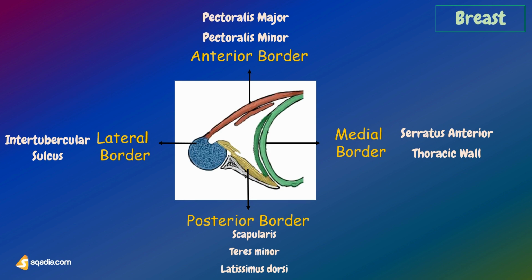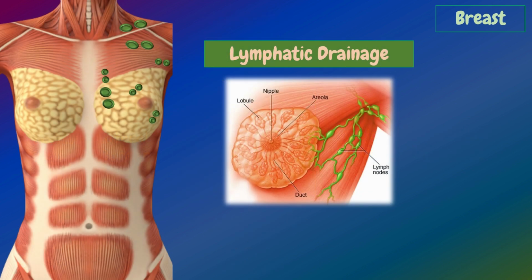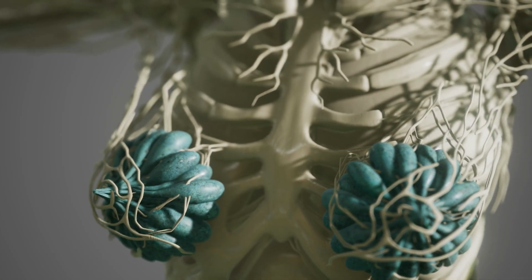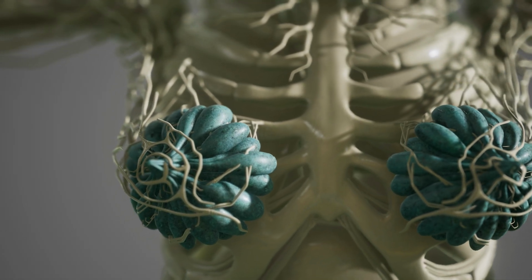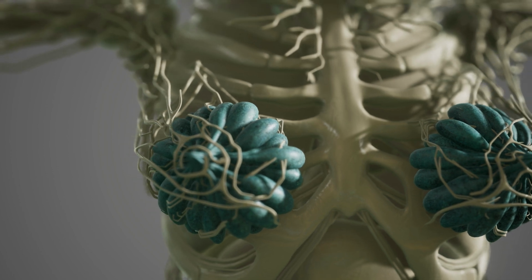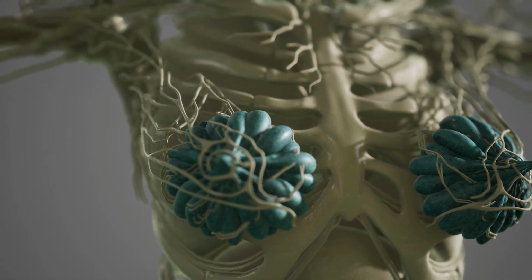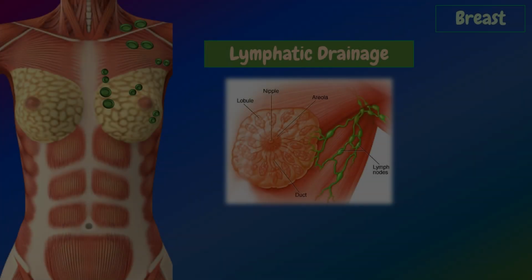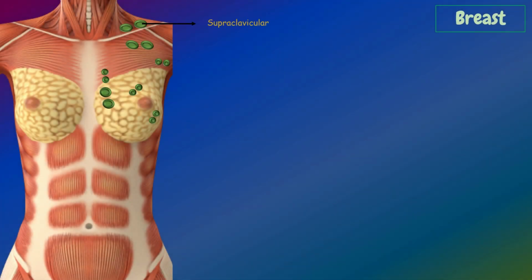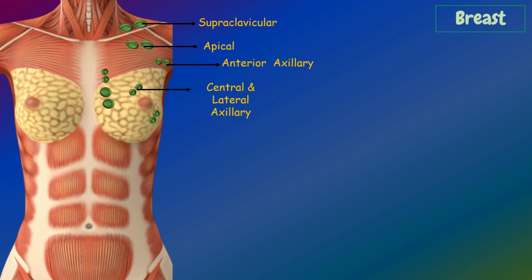Now we will talk about the lymphatic drainage of the breast. Lymphatic drainage of the breast assumes great importance to the surgeon because carcinoma of the breast spreads mostly along lymphatics to the regional lymph nodes. The lymphatic drainage of the breast comprises lymph nodes and vessels. The lymph nodes of the breast are the supraclavicular group, apical group, anterior axillary group, central and lateral axillary group, and internal mammary group of lymph nodes.